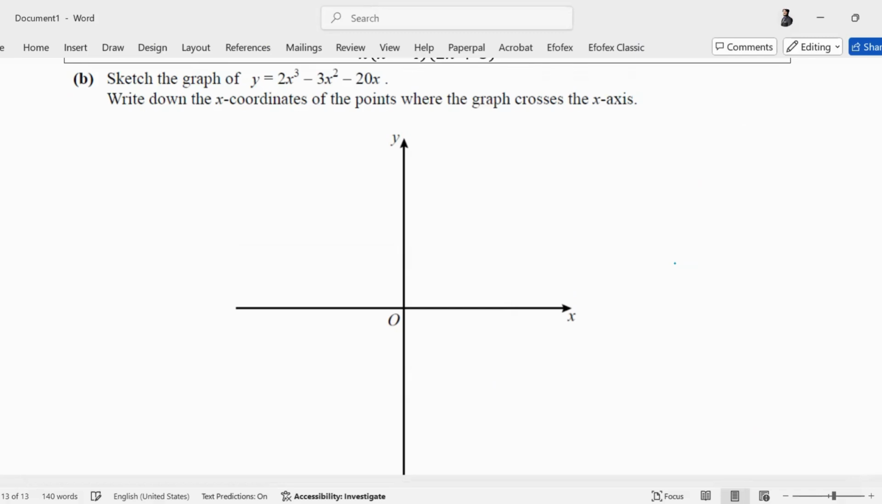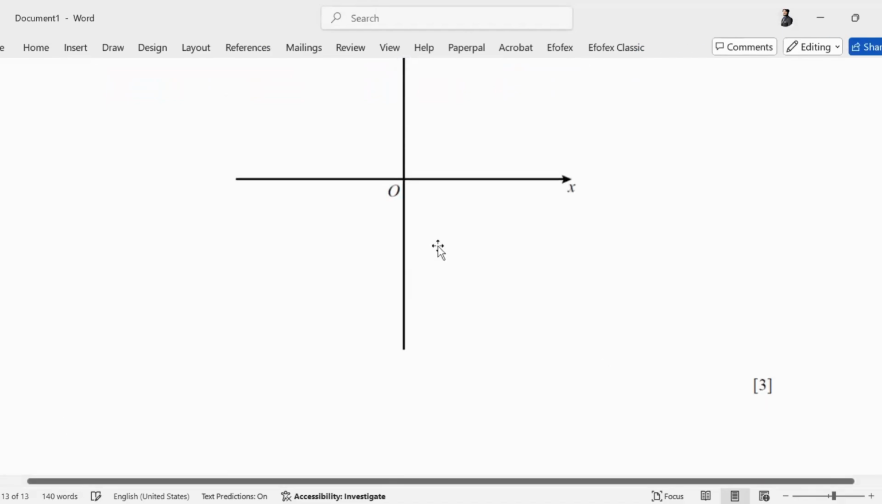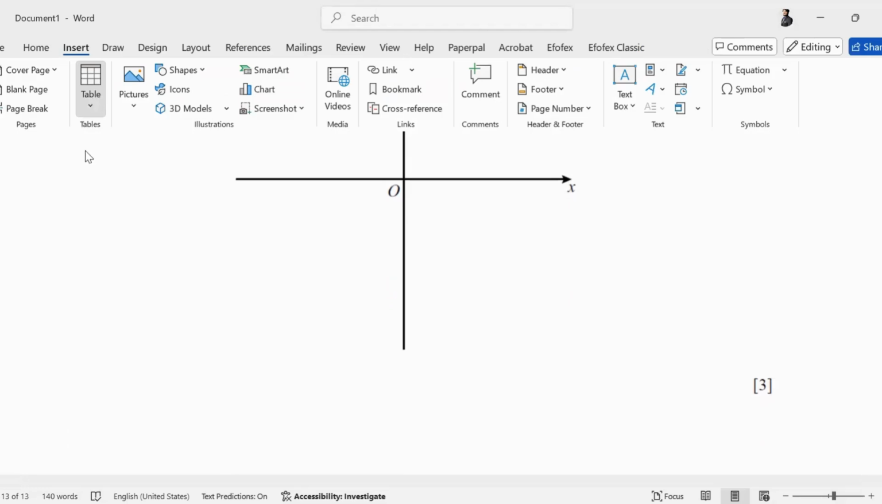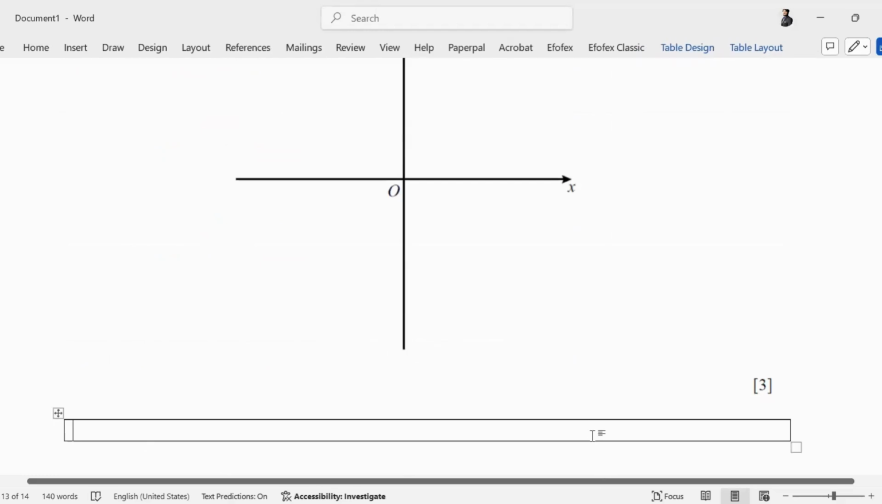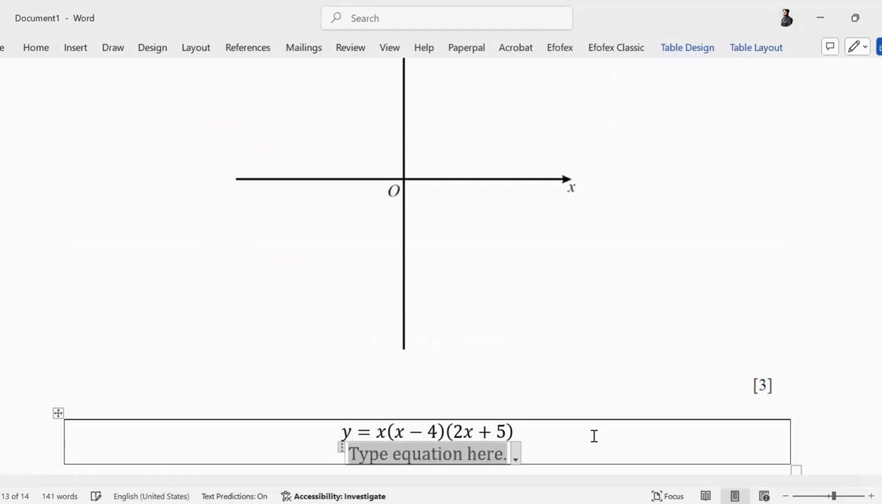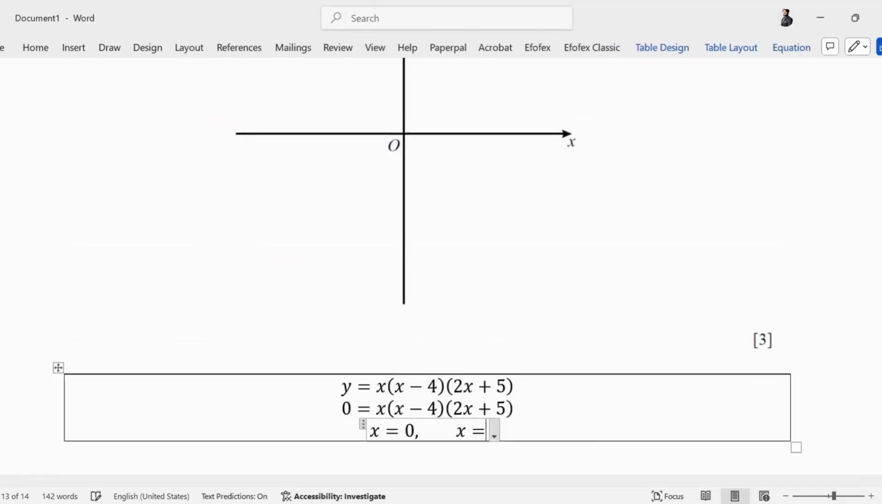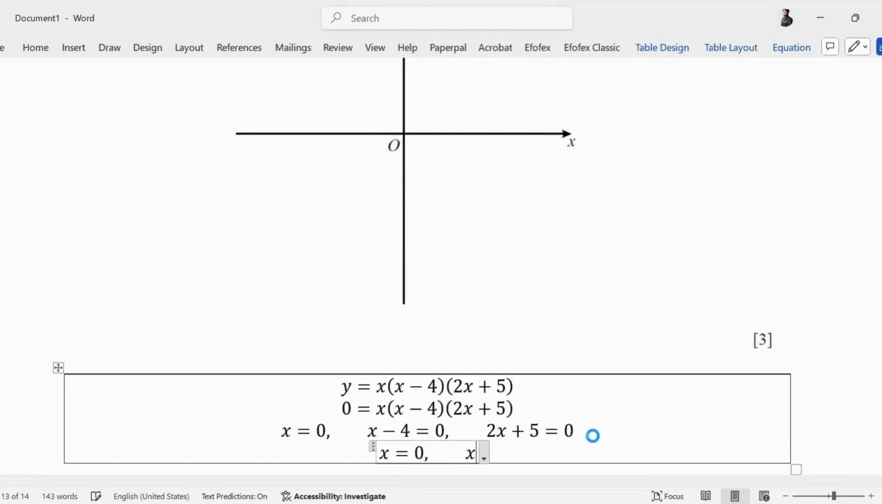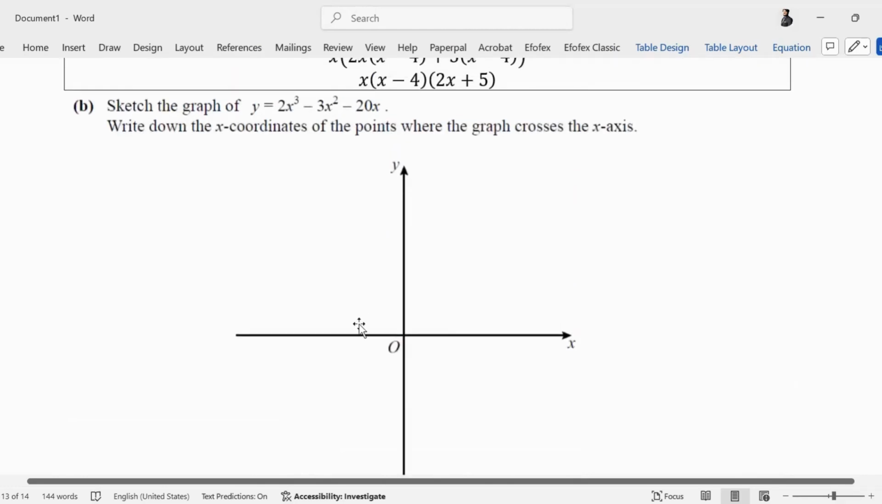Now, in order to find the x-intercepts, I know that when it crosses the x-axis, the y-coordinate is 0. So, in place of this entire expression, can I write this factorized form? Because I factorized the exact same thing. So I can say that y is this, and when it crosses the x-axis, y is 0. So one of the values of x is 0, and then x minus 4 is 0, and then 2x plus 5 is 0. One of the values of x is 0, the other is 4, and the other is minus 2.5. So these are the three places where it is supposed to cross the x-axis: 0, 4, and negative 2.5.